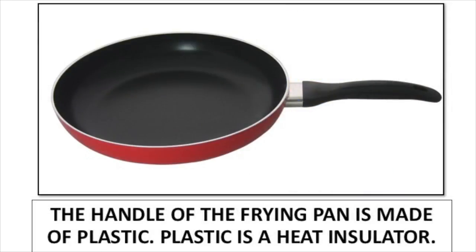The handle of the frying pan is made of plastic. Plastic is a heat insulator. So the word insulate means protect. It means we can hold the handle because it's plastic and it won't be too hot.